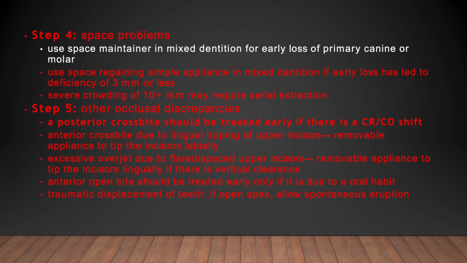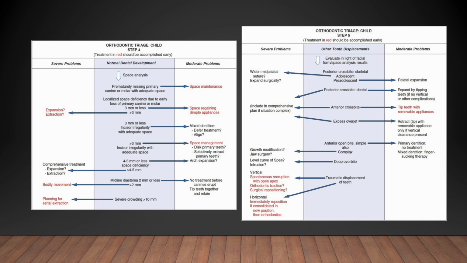So if there is a tongue thrust or a thumb sucking problem, then this anterior open bite should be treated early. If not, then you can defer treatment. And another note that Dr. Proffit mentions in his book is when we have traumatic displacement of teeth, if it's an open apex, then you can allow spontaneous eruption. So once again, you can go ahead and pause this slide, talking a little bit more into deeper detail about step number 4 and step number 5.